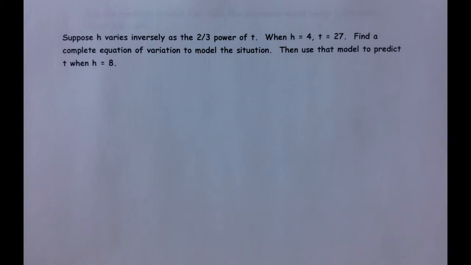Suppose h varies inversely as the 2/3 power of t. When h is 4, t is 27. Find a complete equation of variation to model the situation. Then use that model to predict t when h is 8.